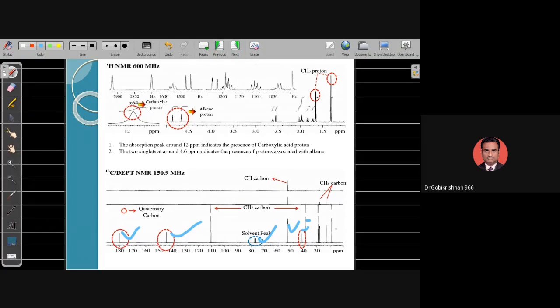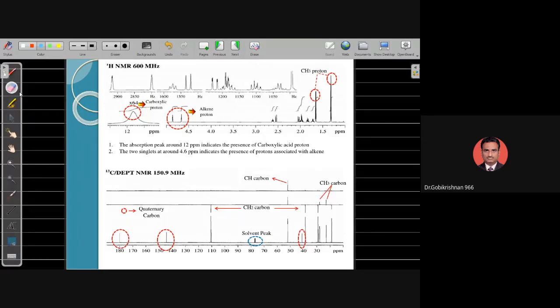Okay, therefore whatever I circle, that is the quaternary carbons, because we know that the quaternary carbons will be smaller in size. The very small and very dark one indicates the solvent peak. Okay, this one is the solvent peak, therefore I can remove it. If you remove the solvent peak, totally you are having 10 carbons.